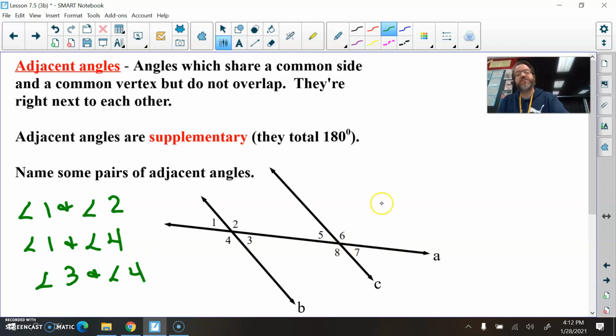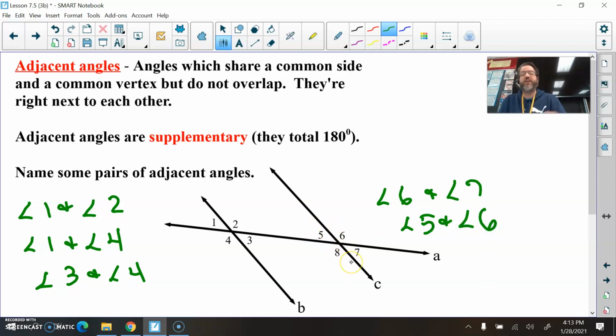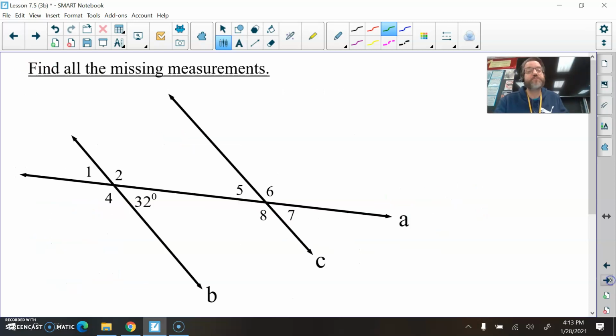Angle 6 and angle 7 are adjacent. Angle 6 and angle 5 are adjacent. They're right next to each other. Angle 5 and angle 8, are you getting the idea? Those are adjacent angles. And adjacent angles are always supplementary, meaning they total 180 degrees. Man, that's a lot of terms.